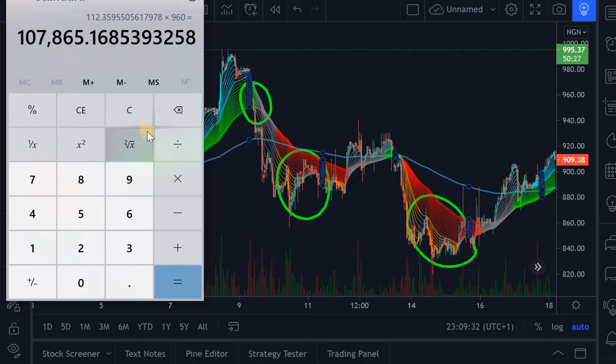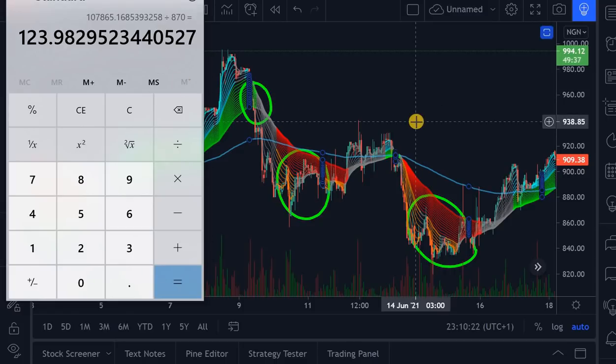Now I would have to divide 107,865 naira by 870. Now I would get 123.98 USDT. Right now we are getting more USDT than when we started. This shows that this strategy is working perfectly.